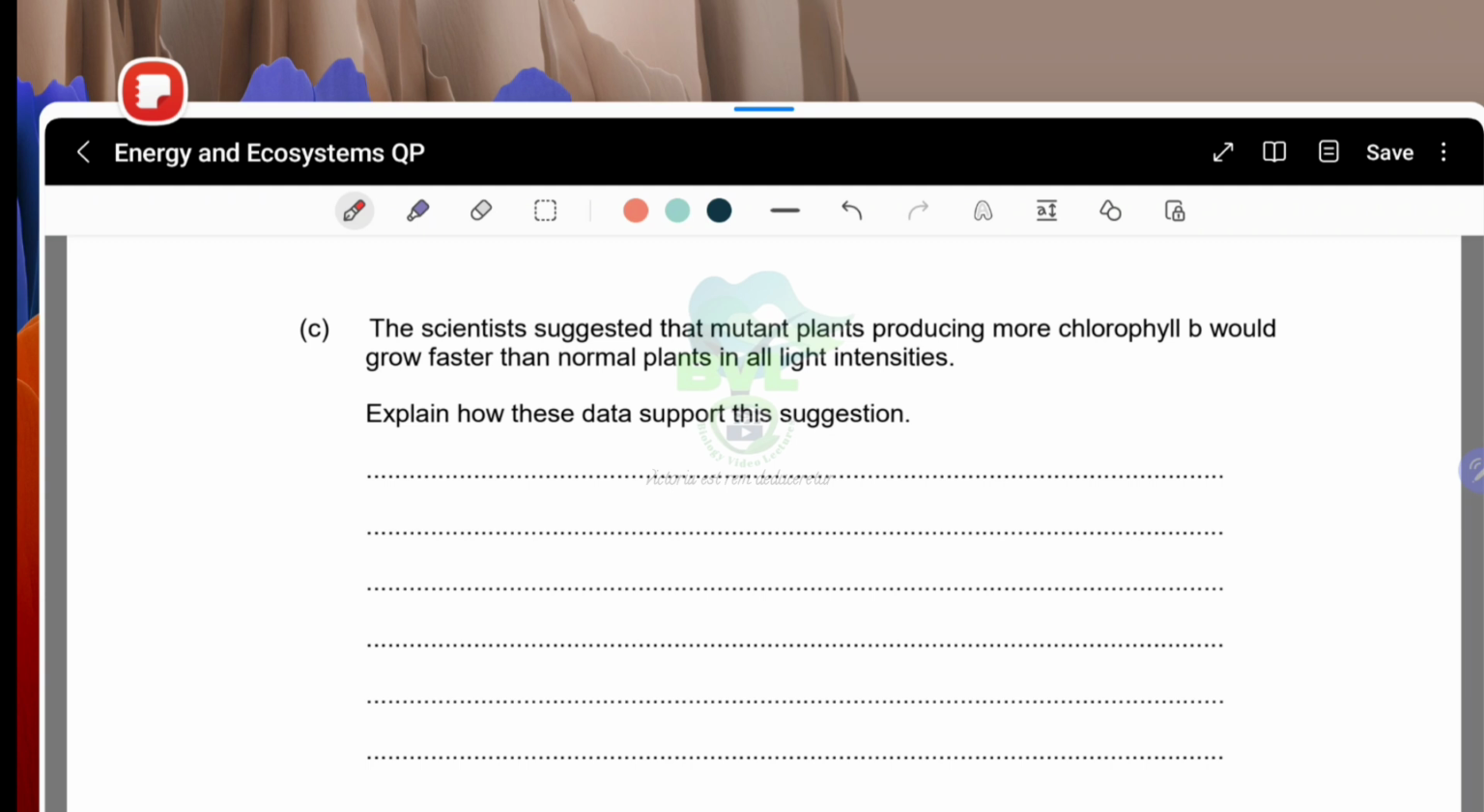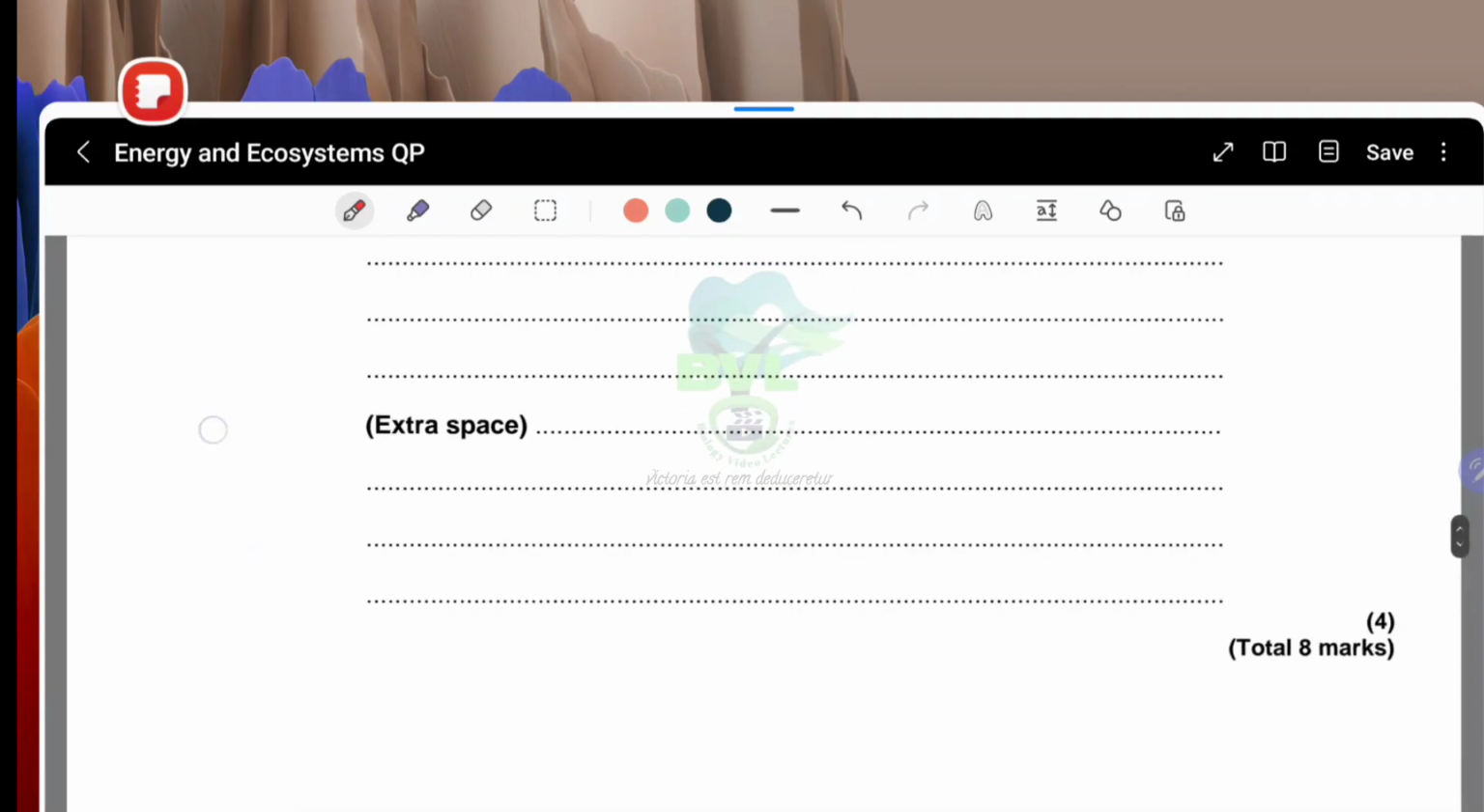The next question says the scientists suggested that the mutant plants producing more chlorophyll B would grow faster than normal plants in the light intensity. Explain how this data support this suggestion. How many marks is that? 4 marks. That's a lot.